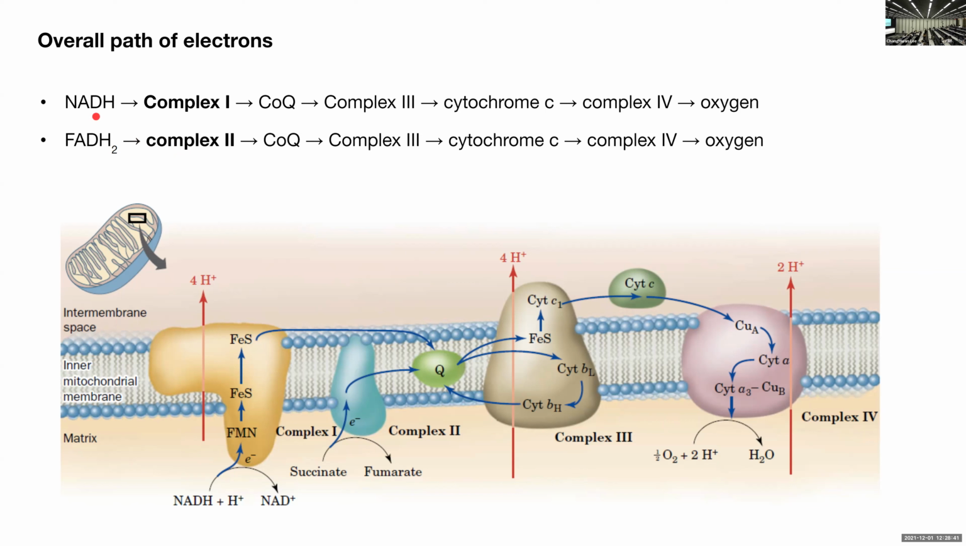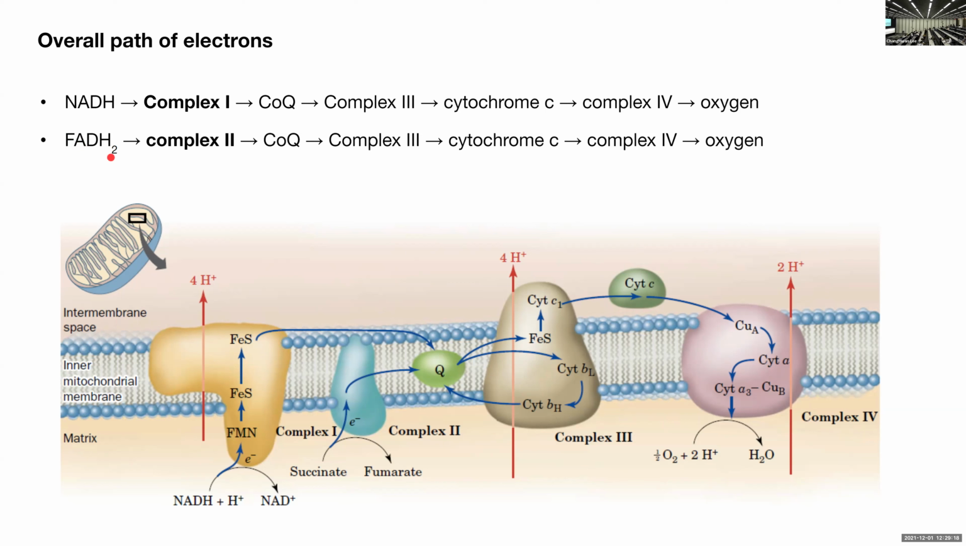So NADH gets into complex 1 of the electron transport chain. It hands on the electrons, and those electrons move to coenzyme Q, then onto complex 3, then to cytochrome C and complex 4 eventually, where molecular oxygen is reduced.